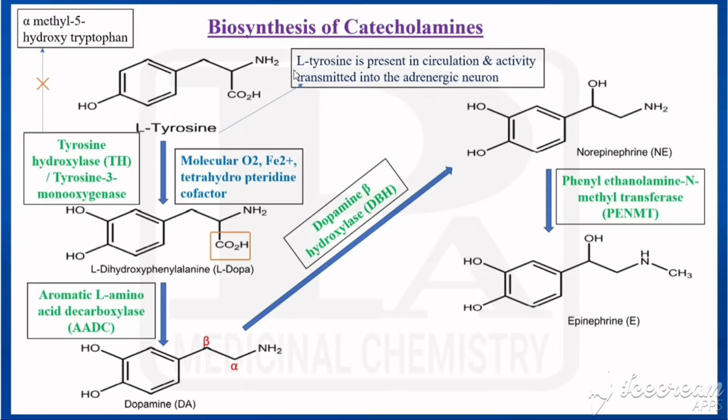Dear students, in this class we are going to see the biosynthesis of catecholamines. What is the starting material for this catecholamine biosynthesis? That is L-tyrosine. That is an amino acid in L form. So what is the structure for L-tyrosine?